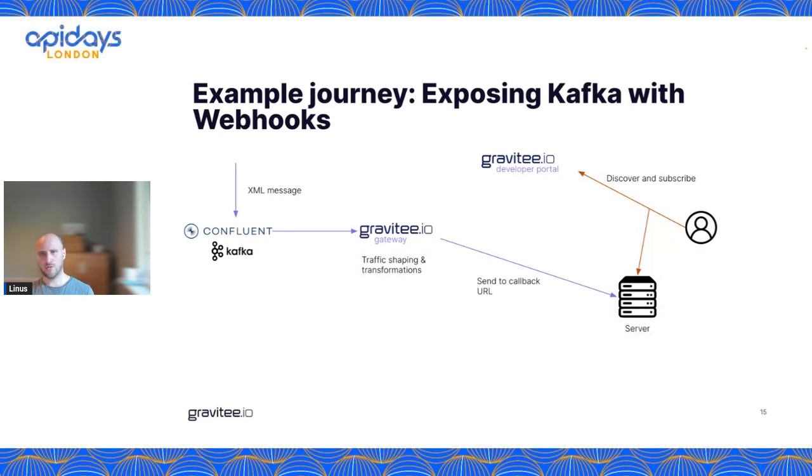So I'm just going to go through a very quick example here to illustrate what that can look like using something like Gravity. So in my case here, I have a Confluent Kafka broker. I'm pushing through an XML message into that particular topic. On the other hand, I have a developer that goes to a developer portal and subscribes to an API that indeed is going to fetch this data from Kafka.